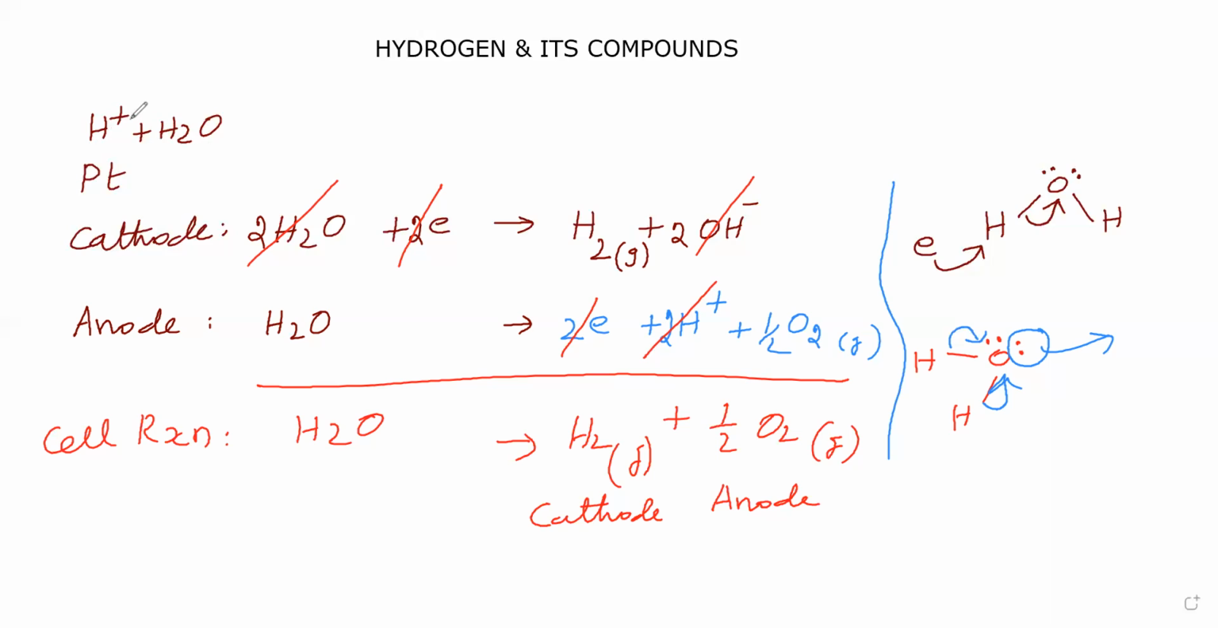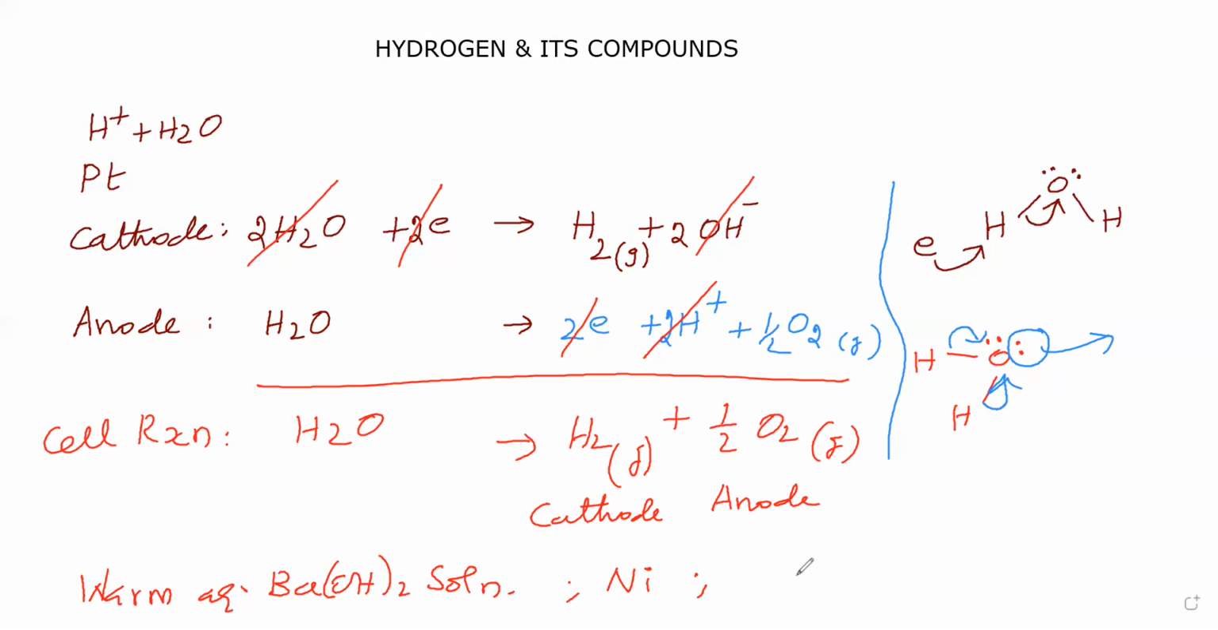Is it a condition that we have to provide only an acidic medium, or can we provide even a basic medium? Even a basic medium we can provide. If you provide a basic medium, the electrolyte is warm aqueous barium hydroxide solution. Then nickel electrodes we have to use.